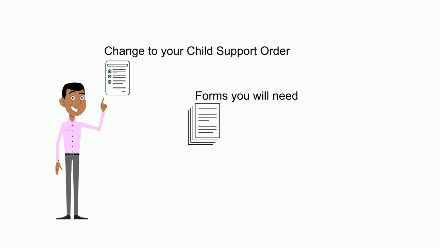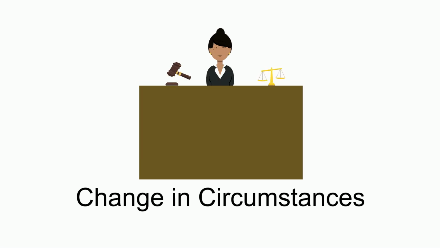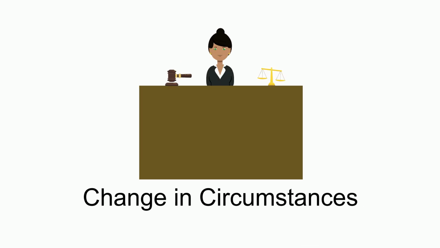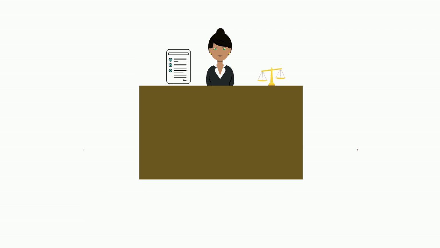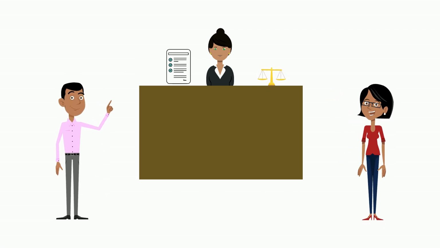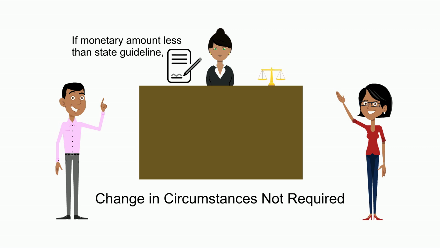will need if you have reached an agreement, referred to as a stipulation, on a child support amount. Change in circumstances. As a general rule, a change in circumstances must be shown before a child support order may be modified either to a higher or lower amount. However, if the parties entered into a written agreement stipulation, which was signed by the judge, to an amount below the calculation set by the state guideline, you do not need to demonstrate a change in circumstance.